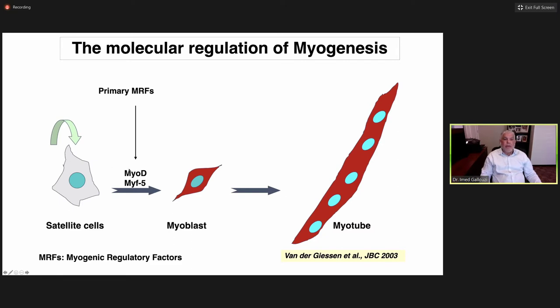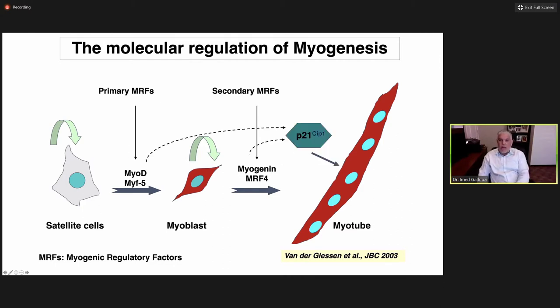For this to happen, there are a few key players that we call myogenic regulatory factors. These myogenic regulatory factors, a family of transcription factors, regulate, for example, the transition of satellite cells from being stem cells to become myoblasts, and they are activated early on during the process. Then, when they reach a certain number, they activate secondary MRFs, which are myogenin, MRF4, etc. I'm not citing them all. And together, all that will lead to cell cycle arrest by activating these kinase inhibitors, P21, P27, etc., that stop the cell cycle, and there is activation of the fusion process and the formation of beautiful fibers.